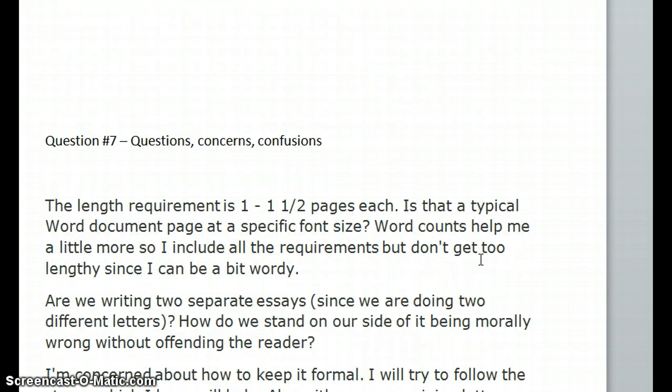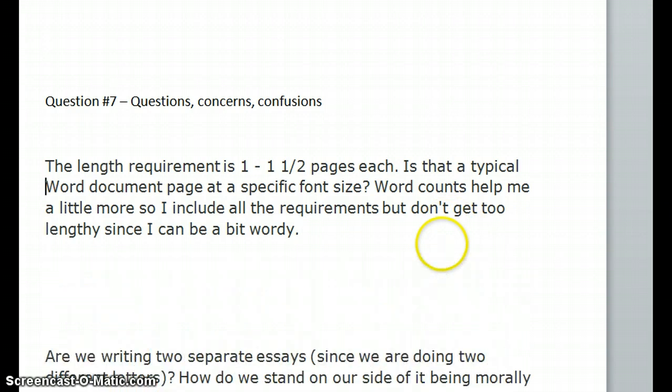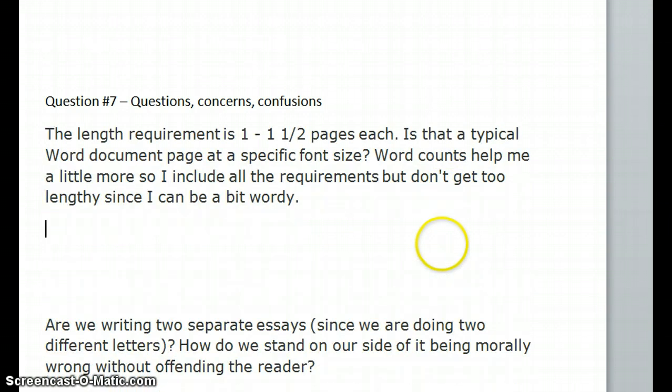The other thing I wanted to talk with you about was question number 7, where I asked you to raise some questions, concerns, or confusions that you have, and you came up with some great things that really left me thinking. And so I want to address some of those here and hopefully give you some answers. The first comment says the length requirement is 1 to 1.5 pages each. Is that a typical Word document page at a specific font size? Word counts help me a little more so I can include all the requirements, but don't get too lengthy.